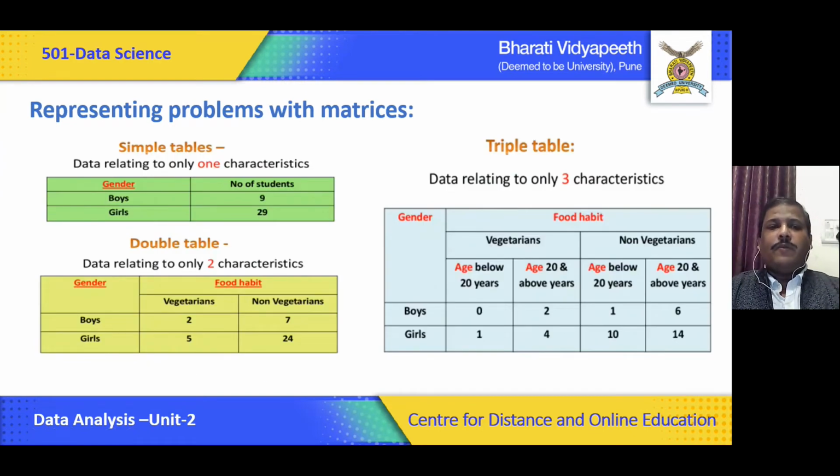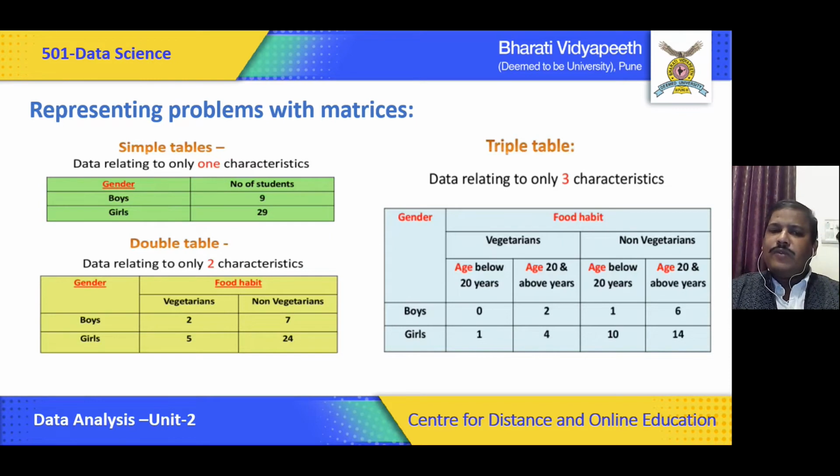Now, in this particular tabular format, we are representing the data in a table. First, you can see a simple table, with data relating to only one characteristic. Here you can see the characteristic is gender, right? Depending on the gender, you can divide into boys and girls and the number of students you have. Similarly, it is easy to arrange the data and easy to identify the data.